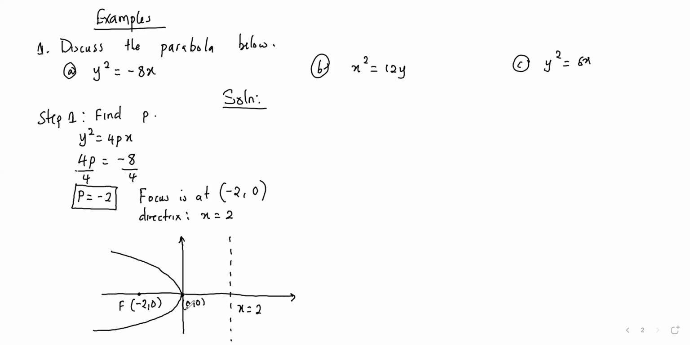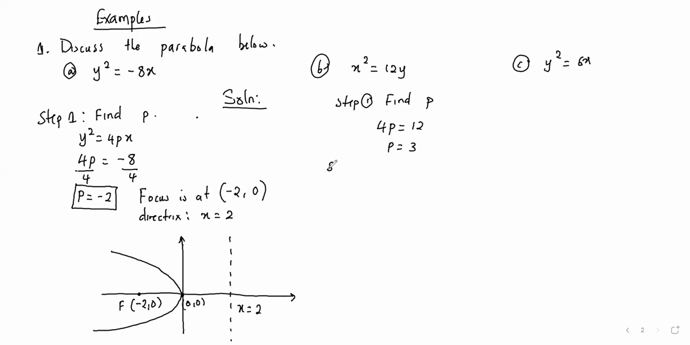Okay, so I'll let you try. You try C. So we do B since B is the x-axis. So you try C. Okay. So again, step 1, we need to find P. That is 4P is equal to 12. So P is equal to positive 3.